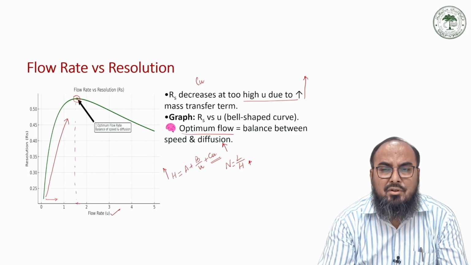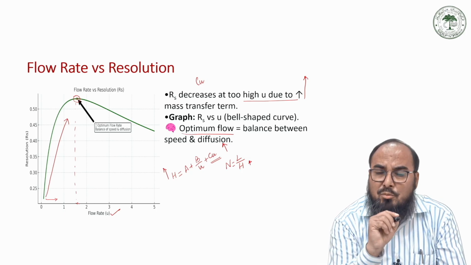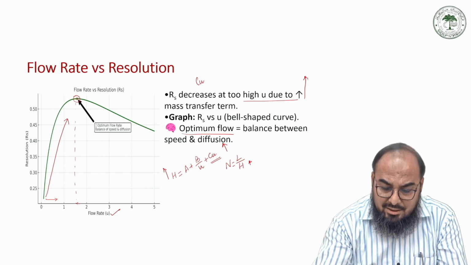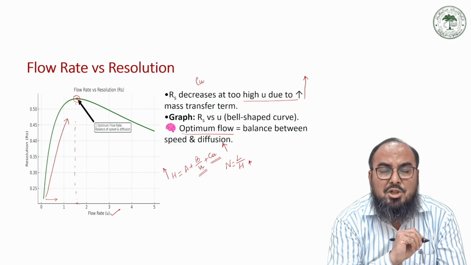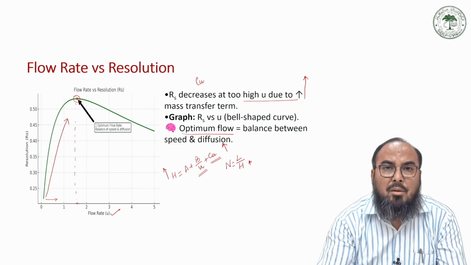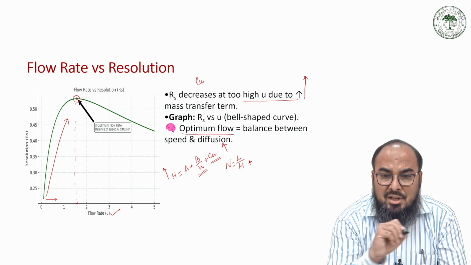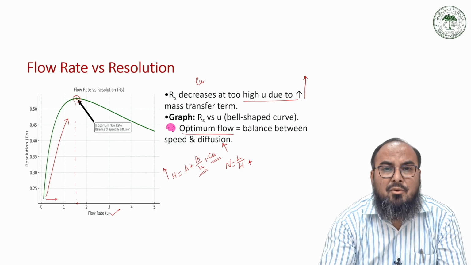So you have to have an optimum velocity of your mobile phase, not very low, because if you have low velocity, then the B term will become dominant, that is, your diffusion will be greater, which we found in the case of GC, which we have discussed previously. So you have to have an optimum velocity, that is, CU must be kept minimum.